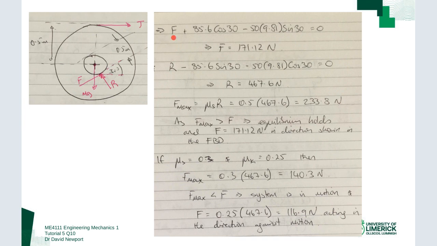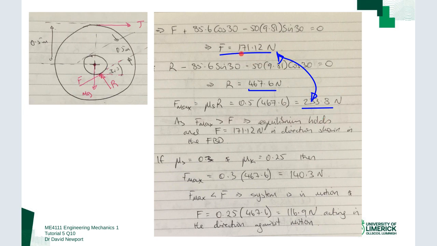Now with T determined, we can work back and calculate what F is. So we'll substitute that back in, we get F is equal to 171.1 newtons. So 171 newtons, just round it down. And we can also work out what the reaction force is. So that goes out to be 467.6 newtons. And the maximum friction force is 0.5 times that, so mu s times R. That gives us 233.8.